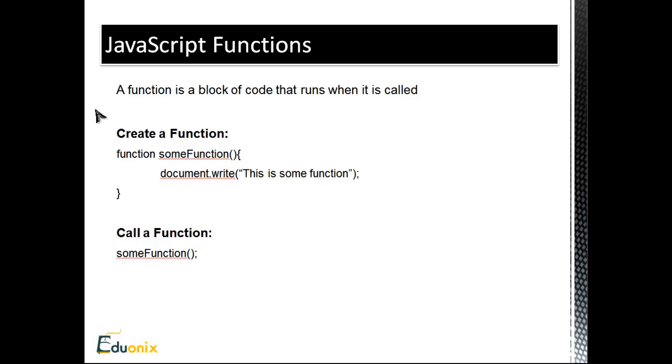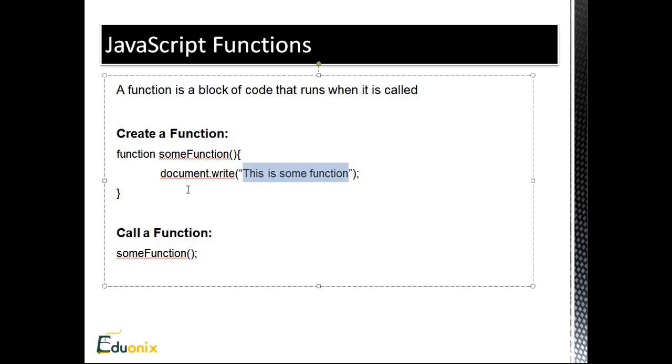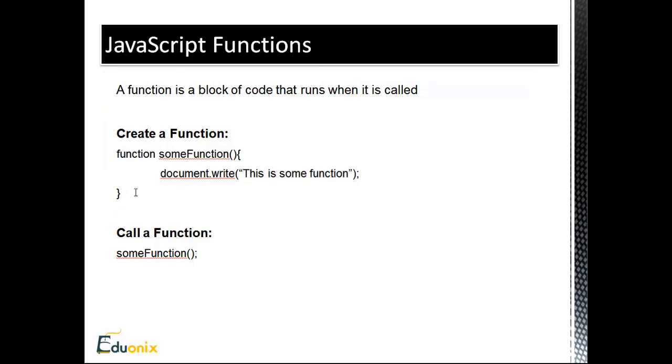JavaScript functions. So functions are pretty easy to understand. They're basically just predefined bits of code, and we can create a function by using the word function and then the name that we want to give it, and then we want some parentheses, and if we want, we can have parameters inside the parentheses. This is a very simple example. There's no parameters. We're just saying we want this function that's called some function to write out this is some function. Document.write is a command that will just print it out to the screen. So that's all this function would do.